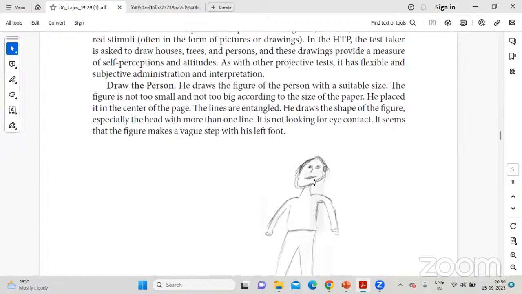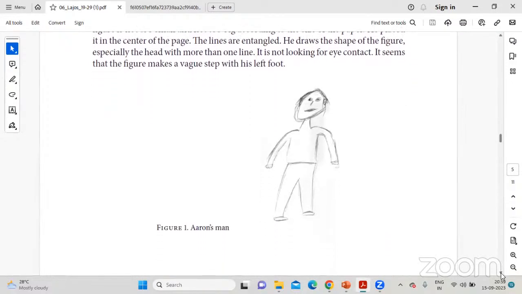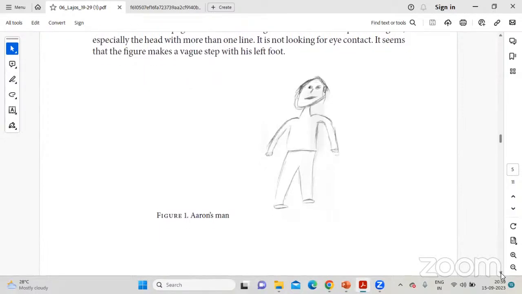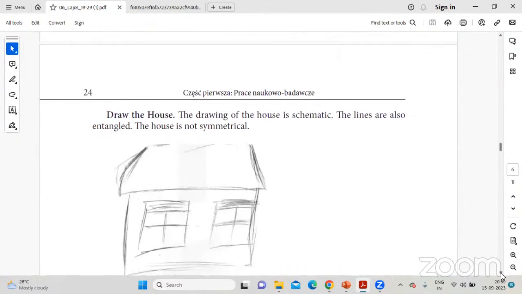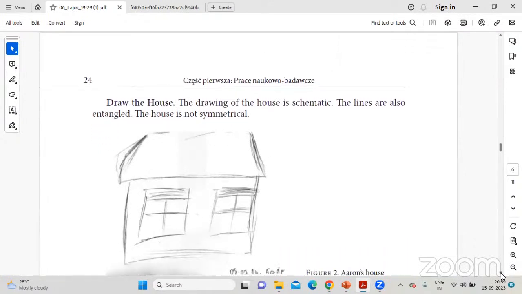It is not looking for eye contact. It seems that the figure makes a vague step with his left foot. So that's the person that this boy, Aaron, drew. Then the house. The house is schematic. The lines are also entangled. You can see these lines were repeatedly emphasized, and the house is not symmetrical.